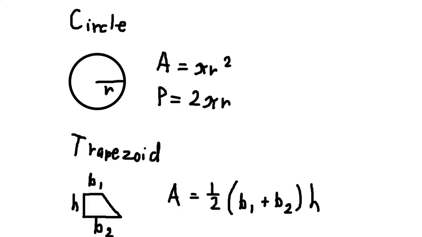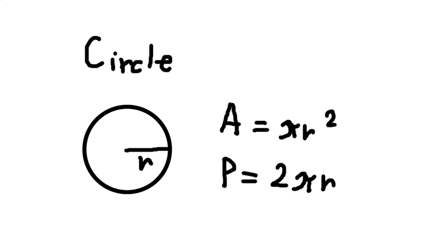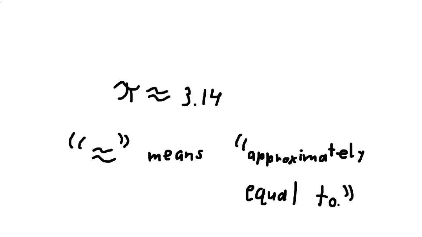For example, let's take the perimeter and area of a circle. The perimeter of a circle is 2 pi r, while the area of a circle is pi r squared. Note that pi is not a variable. It's a constant number that's approximately equal to, but not exactly equal to, 3.14. It's also irrational, which means that we can never perfectly represent it numerically with the mathematical tools we currently have. So we just write the symbol pi.